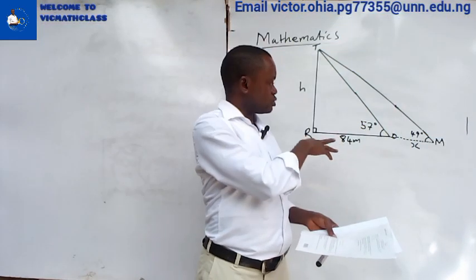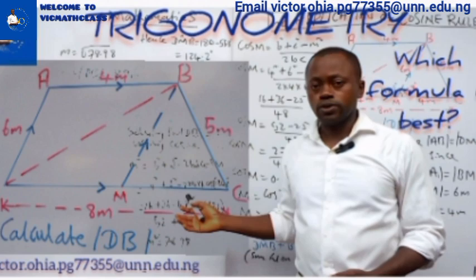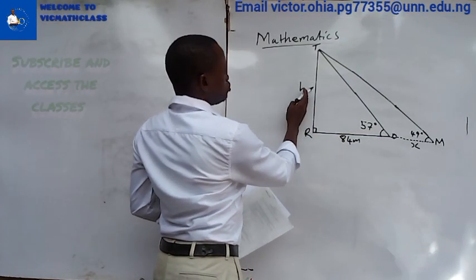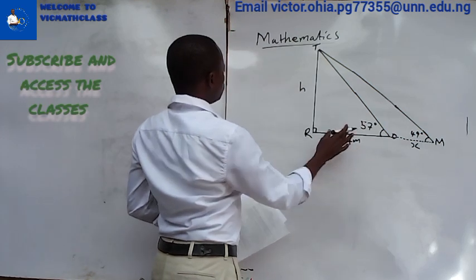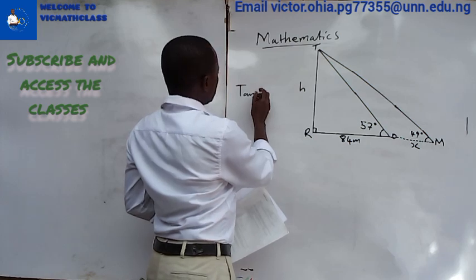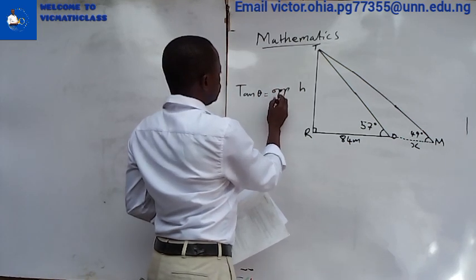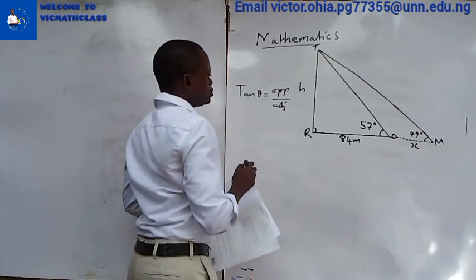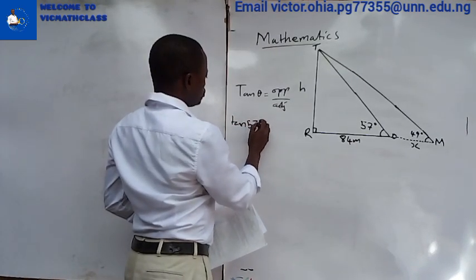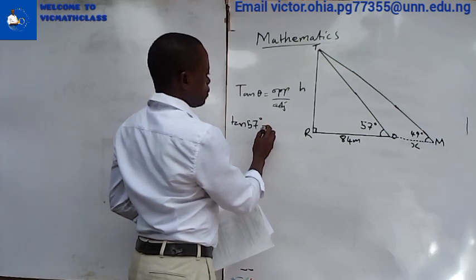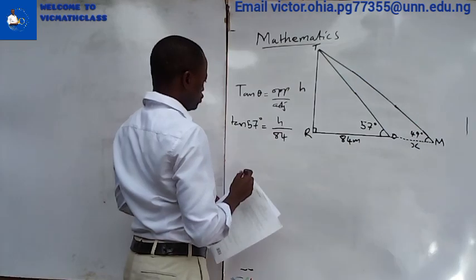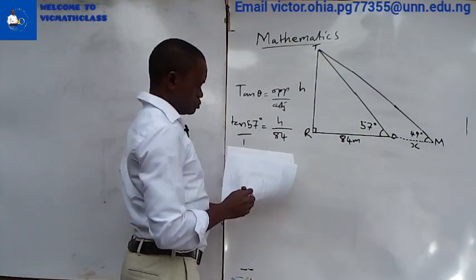This one now just requires SOHCAHTOA because if you look at this, you'll see this is the right angle triangle, this is the opposite side to this angle, and this is the adjacent side to this angle. So what you'll be talking about here is tan theta equals opposite over adjacent. So here you say tan 57 degrees equals h over 84. Okay, so you can solve this.